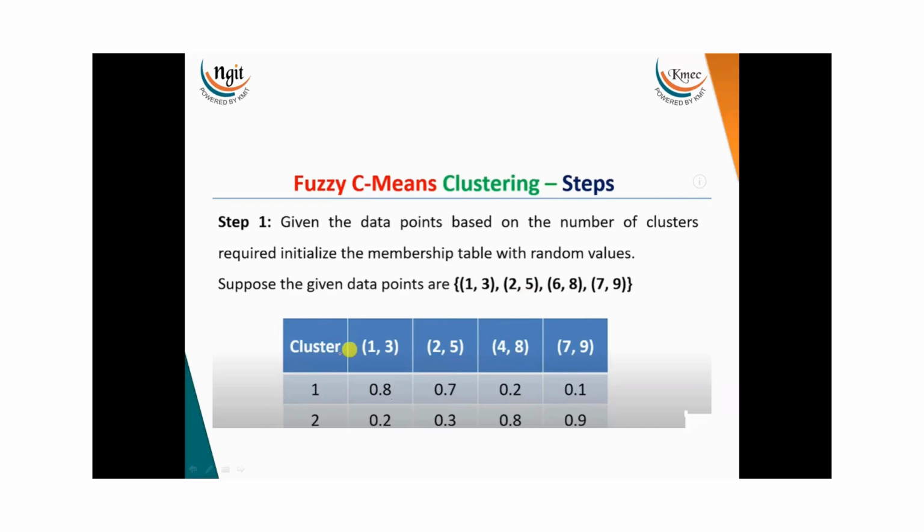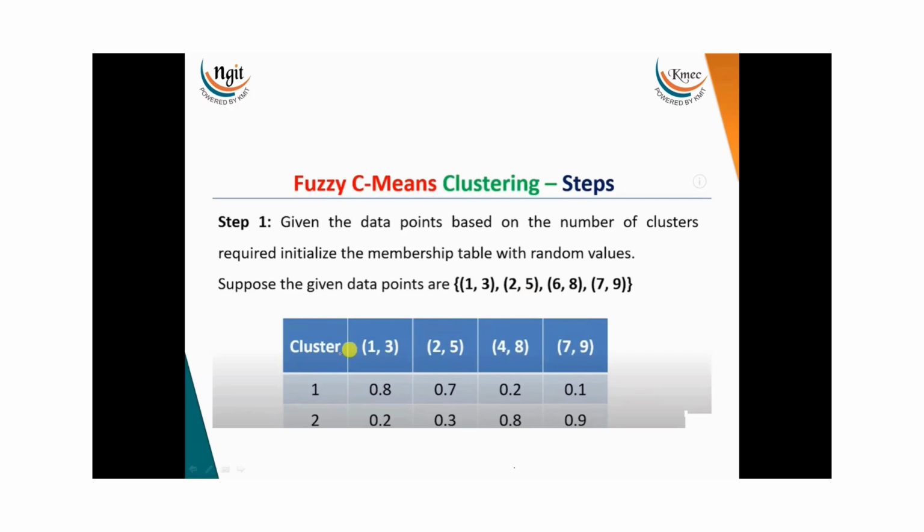In this table, we are writing randomly the probability that this data point belongs to cluster 1 with a probability of 0.8. In the same way, this data point belongs to the first cluster with a probability of 0.7 and with a probability of 0.3 for cluster 2. In the same way, 4, 8 belongs to cluster 1 with a probability of 0.2, and to cluster 2 with a probability of 0.8. In this way we have prepared this membership table.